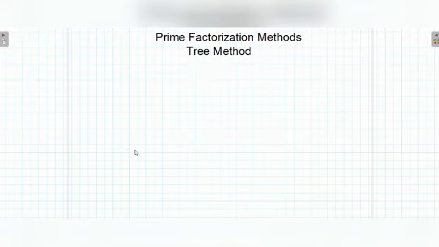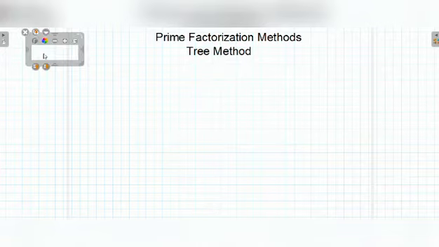Hello everyone. We will talk about prime factorization methods. The first method is the tree method. We will take examples. Now let's take the first example. Let's take the number 30.